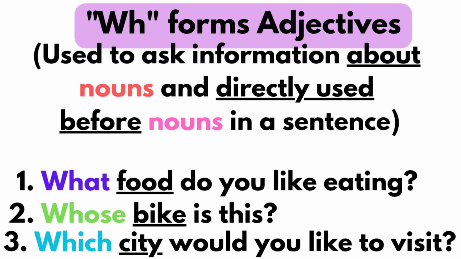So if you look at these three examples, food, bike, city, these are nouns, and what, whose, which, these are used before nouns. That's why we call them adjectives. If you understand the definition of adjectives, you will be able to understand the concept easily. Adjectives are used before nouns and pronouns.